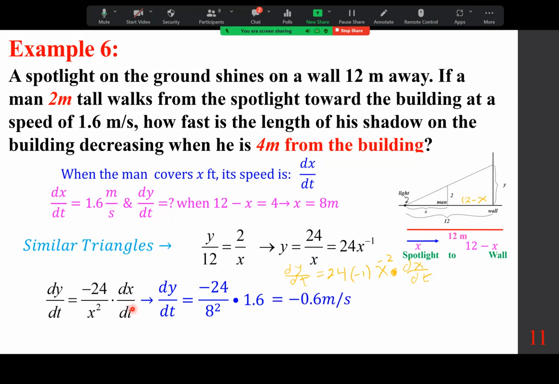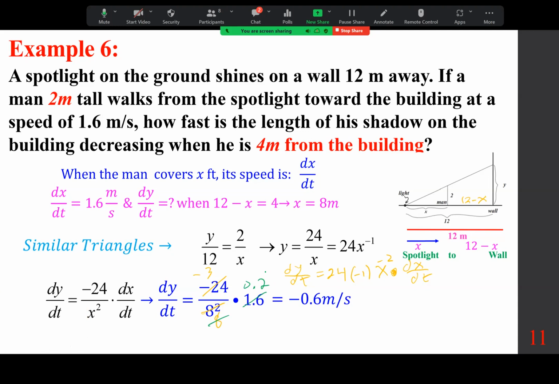We end up with -0.6 meters per second. You can do this simplification. For example, you can drop one of the 8s. This becomes -3. If you assume this is 16, this is 8, you get 2 here, but since it's 0, it's 1.6, you get 0.2 times -3 is -0.6 meters per second.